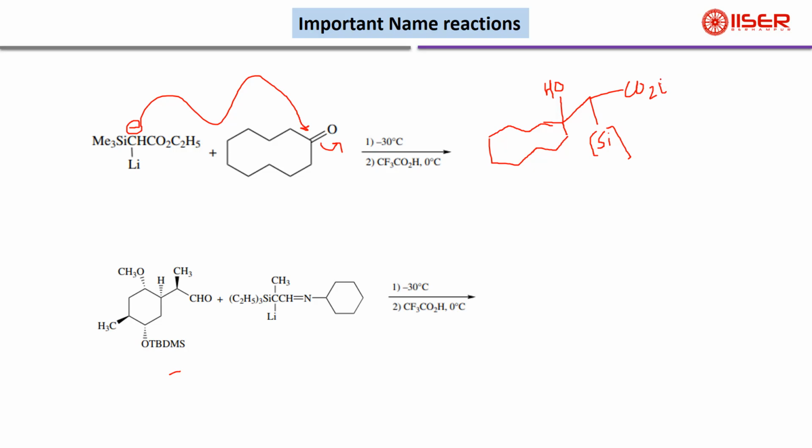Now in this case, the stereochemistry is not in concern, because we don't know the stereochemistry of the substrate here. So as it is acid catalyzed, it will undergo a trans elimination. Just consider that. And this will eliminate it.